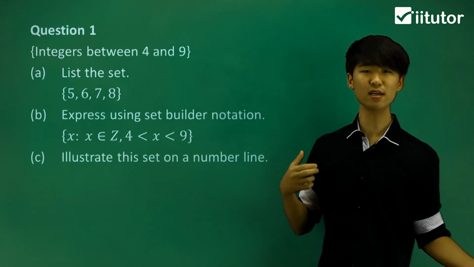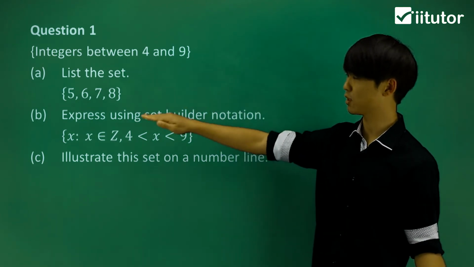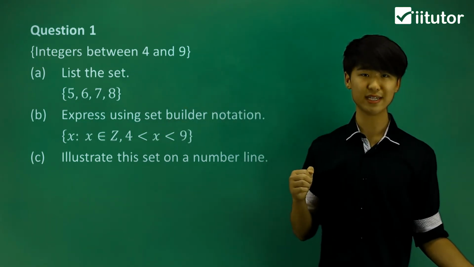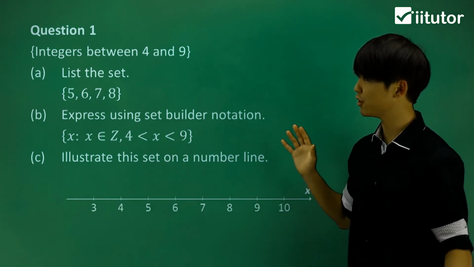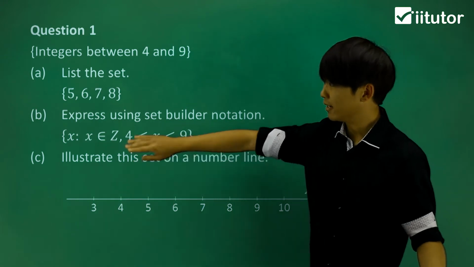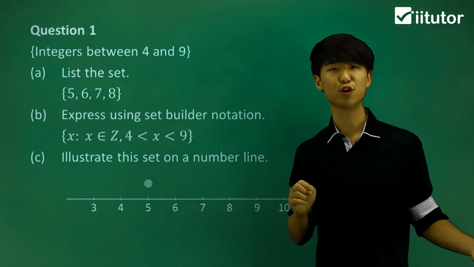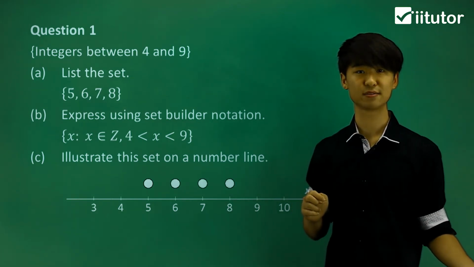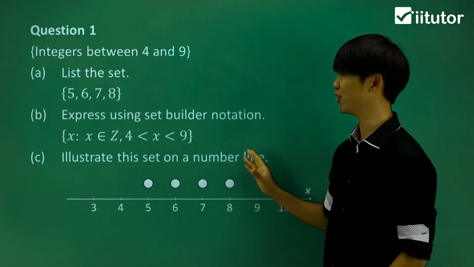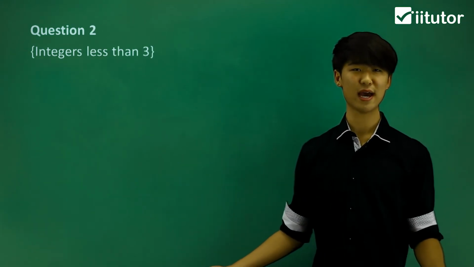Now in part C, we're going to try and illustrate this on a number line. We've listed it, we put it in set builder notation, and now we're going to put it on a number line. We can either use A or B. Let's just use A. So we know that it's 5, 6, 7, and 8. This is how we illustrate it on a number line. Very easy. Let's take a look at the next one.